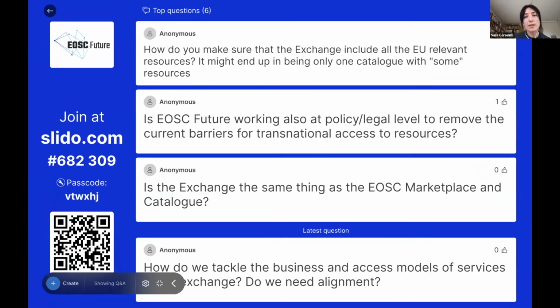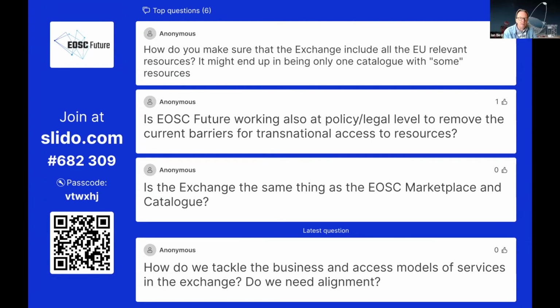So let's start from the first question. How do you make sure that the exchange includes all the European relevant resources? This question is about making sure that what we have in the exchange is representative of the European capacity and not just a sample of services or resources. Who wants to take this question? Maybe Jan, you want to start?